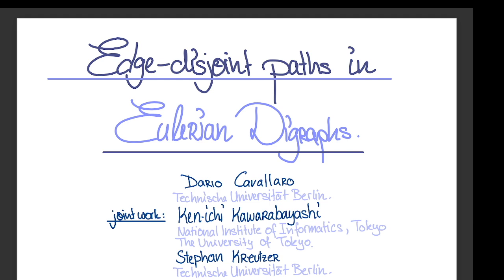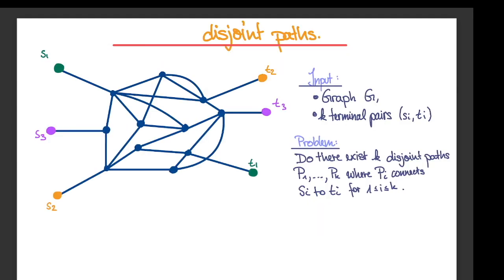Hello everyone, my name is Dario Cavallaro and I welcome you to this talk about edge disjoint paths in Eulerian digraphs, which is joint work with Kenichi Kawarabayashi and Stefan Kreuzer. So the talk is about the edge disjoint path problem in a specific class of graphs, which are Eulerian directed graphs. Now let's start with talking about disjoint path problems.